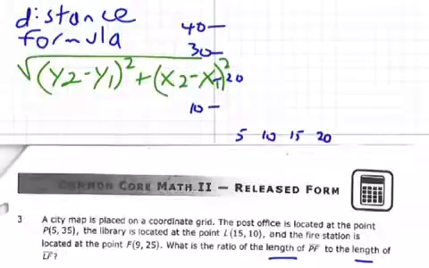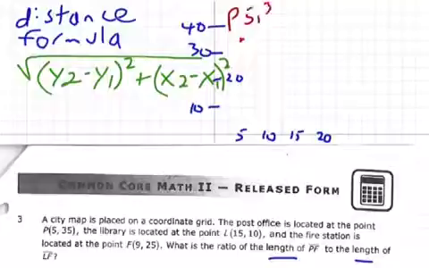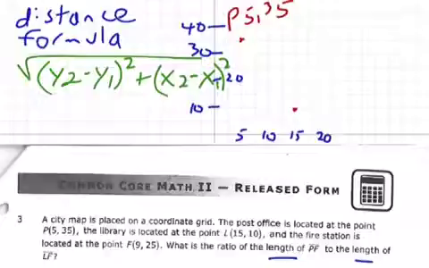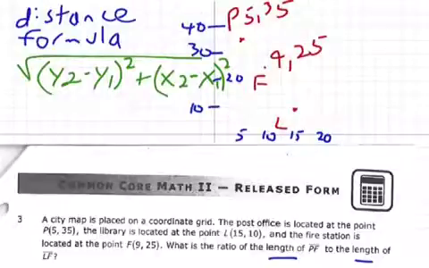I'm going to graph these points. So 5:35, go right 5, up 35, put a point, and I'm going to label that as P. That's our post office, I believe, yes. And then the library is 15:10, so go right 15, up 10, and that's my L. And then go right 9 and up 25, so that's right about there, and that's going to be my F. So I'm going to label all these points. So F is 9:25, and my L was 15:10.